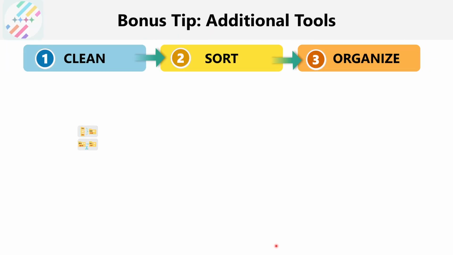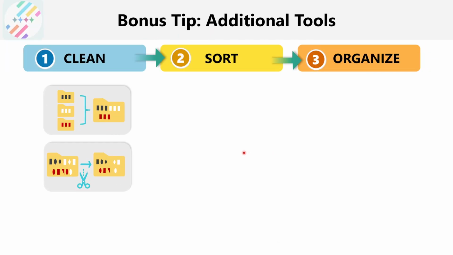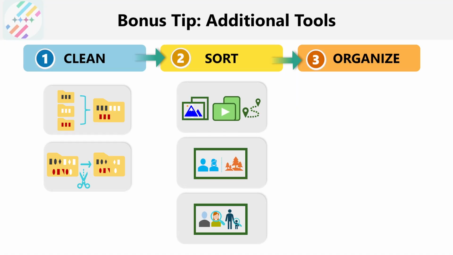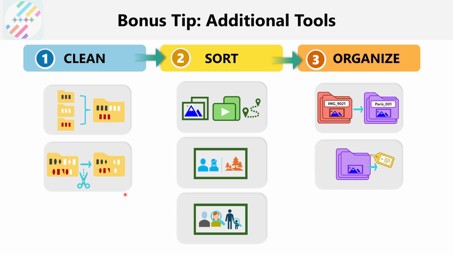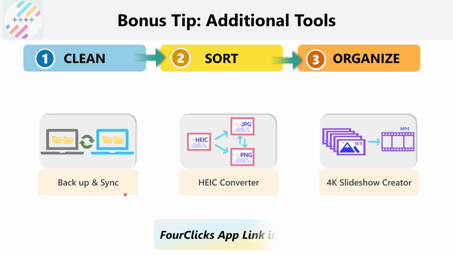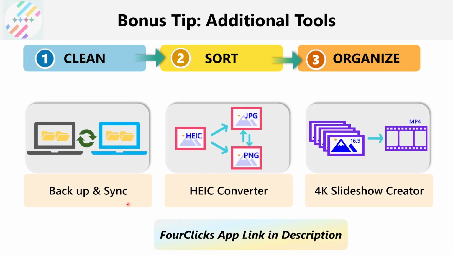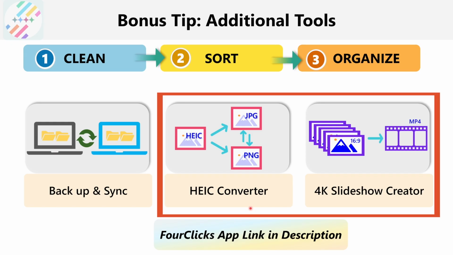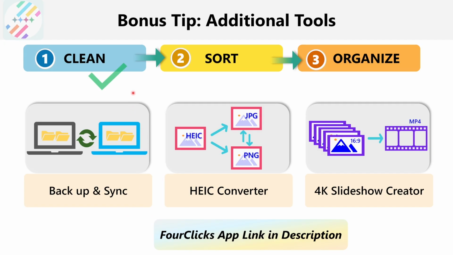After these 3 steps, clean, sort, and organize, you've transformed your digital mess into a structured and searchable collection. Of course, once you put in this work, you want to protect it. FourClicks includes a sync and backup tool to easily copy your new library to an external hard drive. It also features additional tools like a HEIC converter and a 4K slideshow creator, giving you extra help managing your media library. But the core mission remains simple: clean, sort, organize.